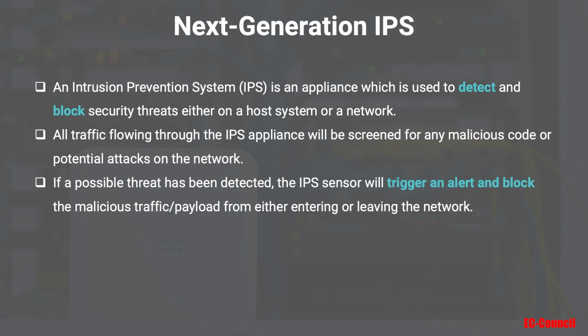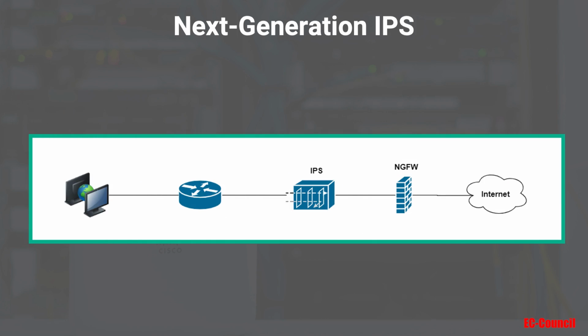The following diagram shows the placement of an IPS appliance on the network. Notice that the IPS appliance is placed behind the firewall, as in between the firewall and the internal network. Simply because the firewall's primary job is to filter malicious traffic.